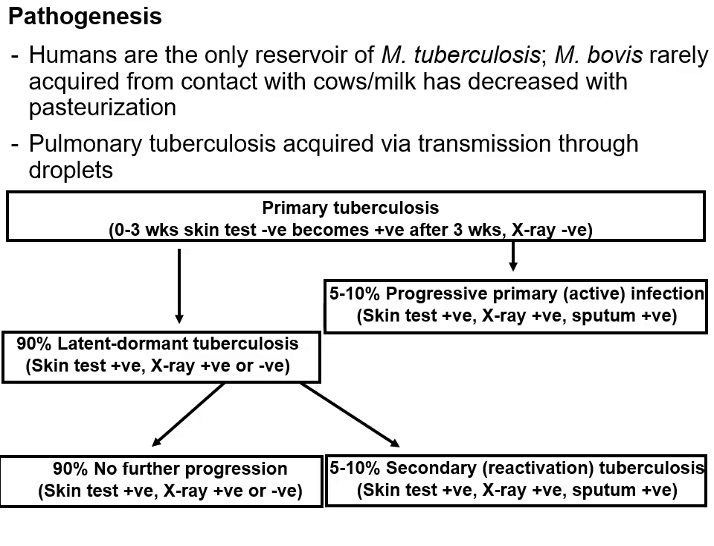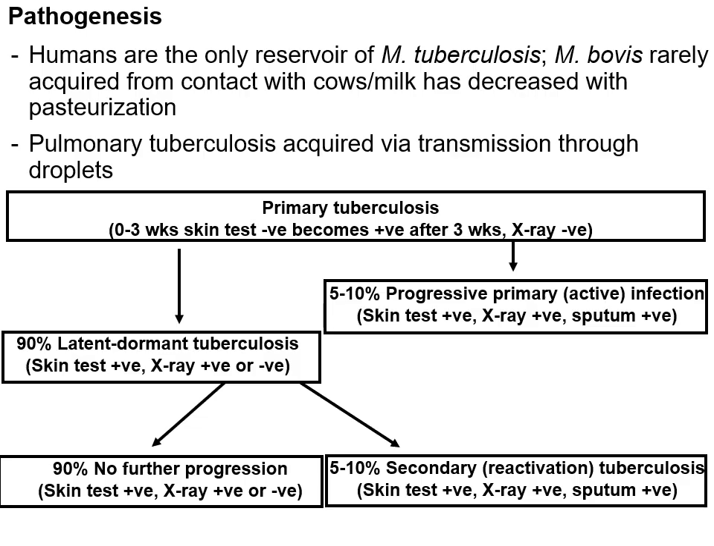Mycobacterium tuberculosis is only found in humans. As for Mycobacterium bovis, it is found in cows, and so people may rarely acquire it from cows or from milk. However, this risk has decreased with pasteurization, with the evolution of hygienic methods of dealing with milk and with cows. Now, what about the disease itself?